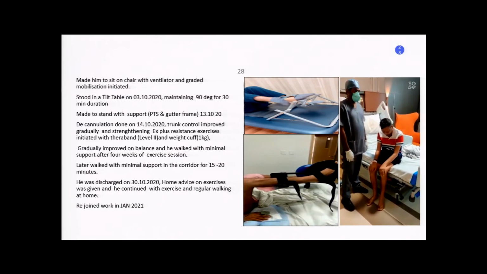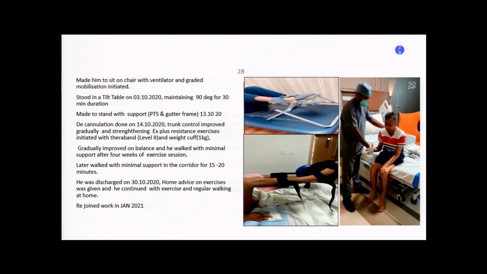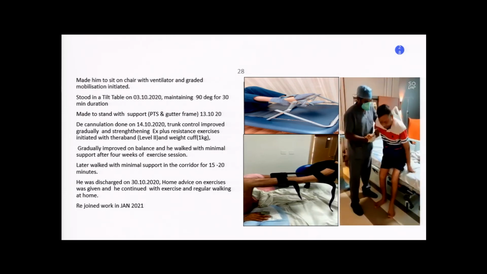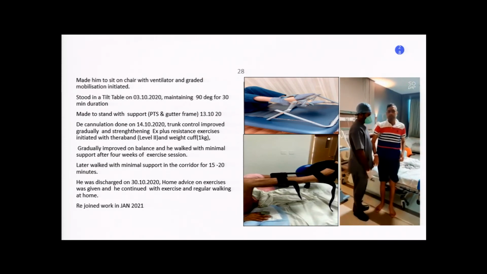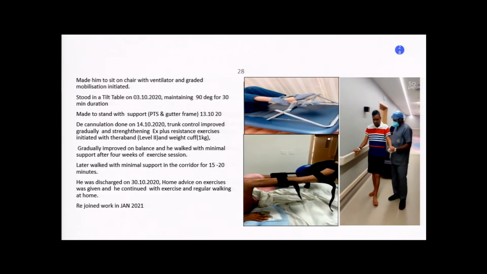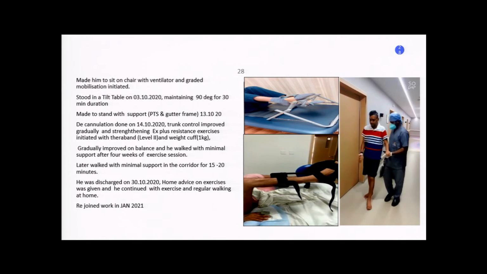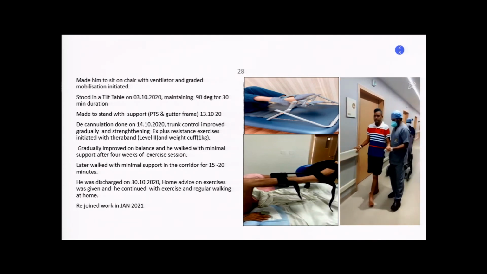Later, he walked with minimal support in the corridor for 15 to 20 minutes. He was discharged on 30th October. Home advice on exercises was given to him, and he continued with exercise and regular walking at home. He rejoined work in January 2021 and is practicing his own anesthesia practice in his hometown.